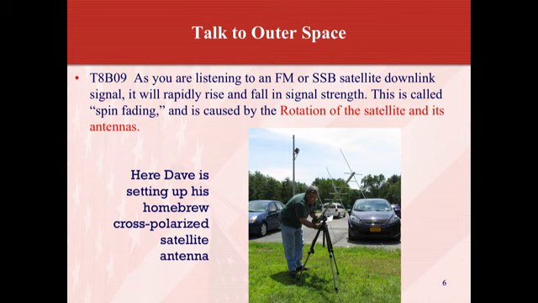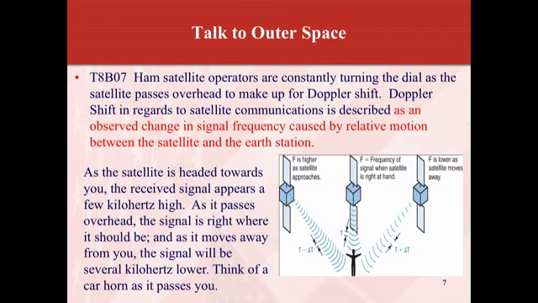As you're listening to an FM or single sideband satellite downlink signal, it will rapidly rise and fall in signal strength. This is called spin fading, and it is caused by the rotation of the satellite and its antennas. And here you got somebody setting up their homebrew Yagi. I actually built one from coat hangers and talked to SO-59 and made a couple of contacts last summer.